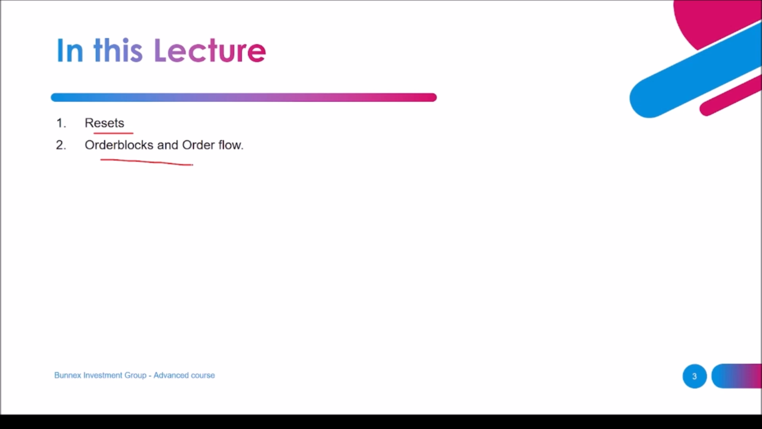So we said in the last lecture that after 3 levels have been completed and before the higher time frame cycle has been completed, we need resets in between the smaller time frame cycles. Resets are basically cycle resets. Then order blocks is a new topic that we'll introduce today.